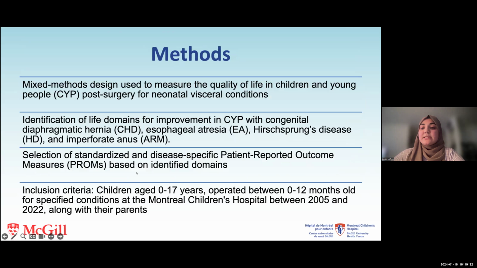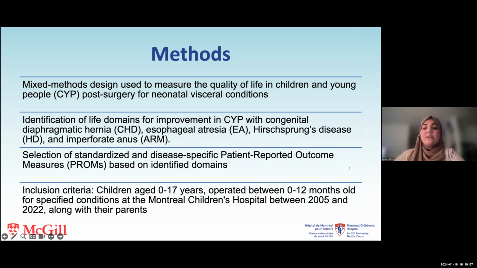So we're going to use a mixed method design to assess the quality of life in children and young people following surgery for neonatal visceral conditions. The study focused on identifying life domains for potential enhancement in children and young people with specific congenital conditions, so CDH, EA, HD, and ARM. And to measure outcomes, a combination of standardized and disease-specific prompts were selected based on the identified domains.